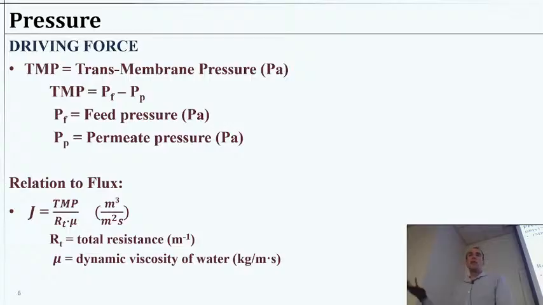And the water itself is less viscous. It's not super viscous to begin with, but if you heat it up, you'll see that number is dropping. So it actually becomes easier to filter. You get a better flux.